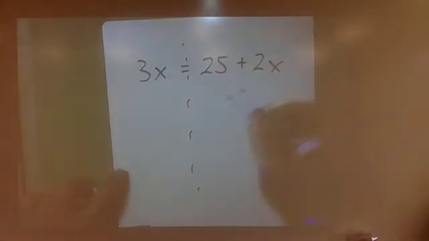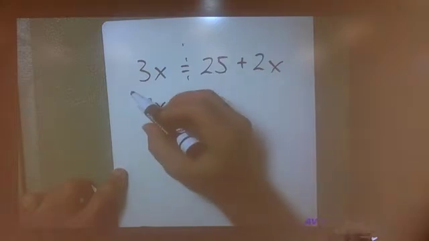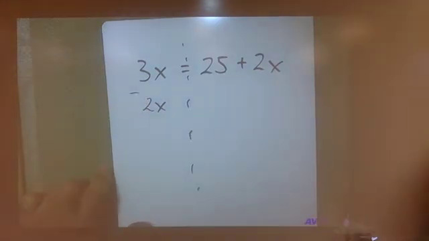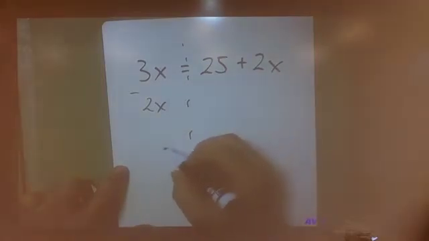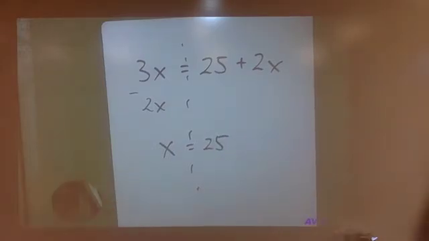So I'm going to move the 2x because it's smaller. We're adding 2x. I'm going to move the 2x over here, and now I'm going to subtract it because we do the opposite when we move it across the equal sign. So it's 3x minus 2x, and that's just a single 1x, which we read as x. So now x is equal to 25. And that's our answer that we got.